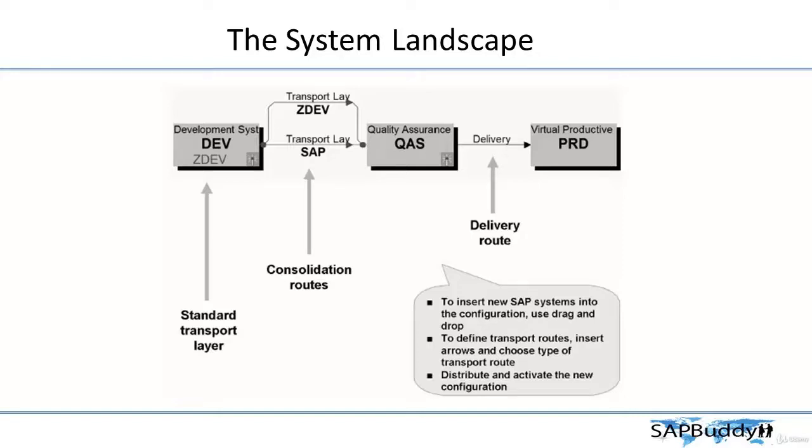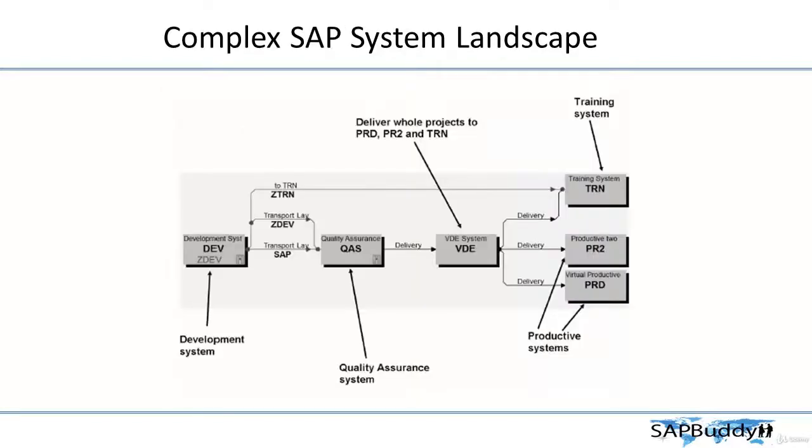If we go to the next one, here you can see a landscape which is more complex, which is basically created from the existing ones. From the old one, we had a 3 system landscape, and from there we have added additional deliveries and additional systems, additional consolidation routes and additional delivery routes and systems for a complex landscape.